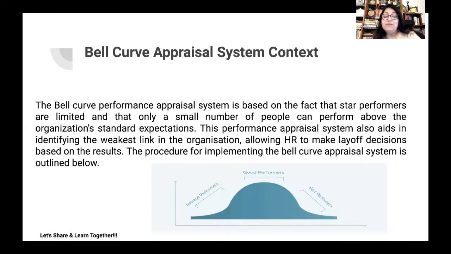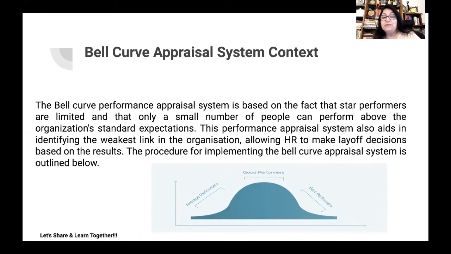The bell curve performance appraisal system is based on the fact that the star performers are limited and only a small number of people can perform above the organization's standard expectation, which means that the rest of the employees are then going to feature either in the average performers or in the poor performers. This performance appraisal system also aids in identifying, like we said before, the weakest link and then allowing HR to take those talent decisions based on the results.